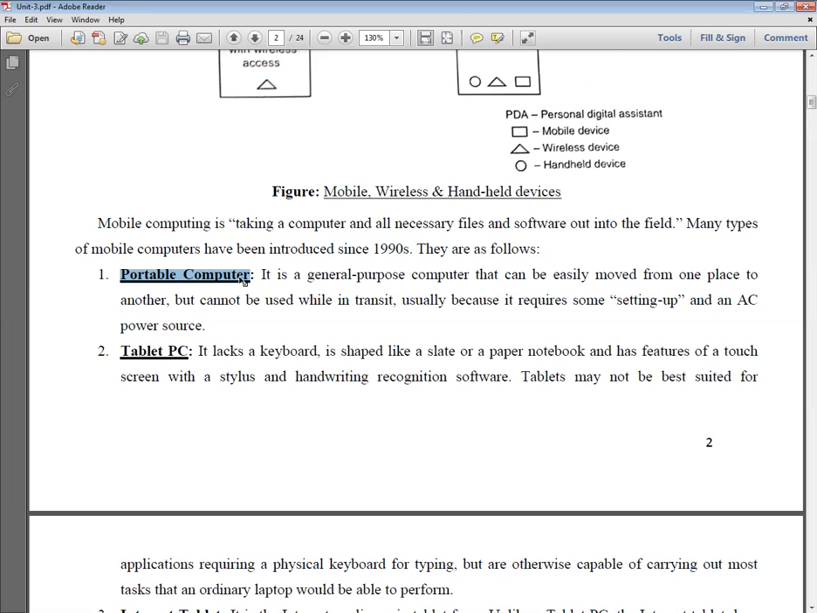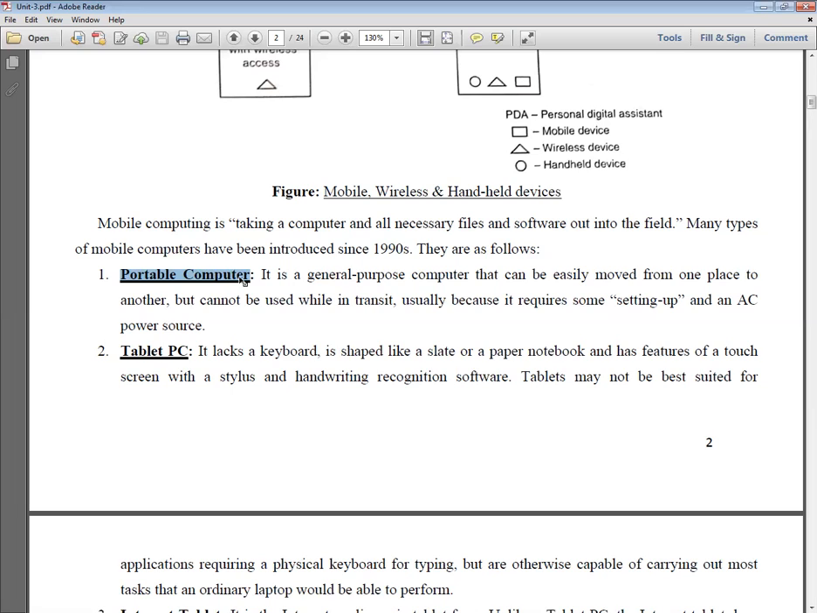Usually, if you are going to use it while in transit, it requires some setting up and an AC power source, right? ఆల్రెడీ మీకు ఇందాక చెప్పాను, కంప్యూటర్ ఒక ప్లేస్ నుంచి ఇంకో ప్లేస్‌కి మనం తీసుకెళ్ళగలం, కానీ దాన్ని యూసేజ్ చేయాలి అంటే. ఇట్ డస్ నాట్ హ్యావ్ ఎనీ సార్ట్ ఆఫ్ బ్యాటరీ బ్యాకప్. అదే ల్యాప్‌టాప్‌కి అయితే బ్యాటరీ బ్యాకప్ అనేది ఉంటుంది. If a laptop is fully charged, that laptop can be used for 5 to 6 hours without the use of any wire or any power supply.